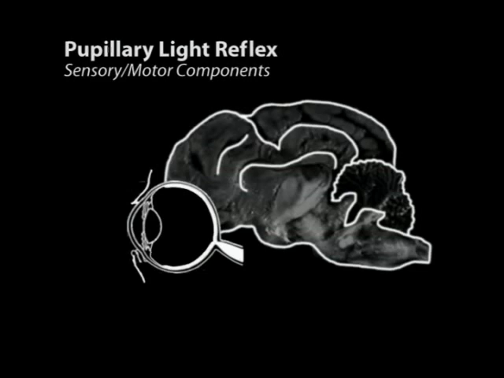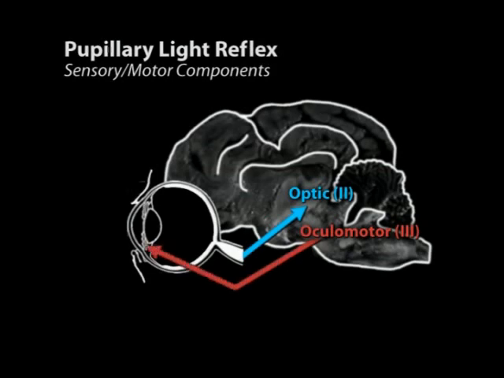The afferent arm of the pupillary light reflex is the optic nerve. The efferent arm is the oculomotor nerve, cranial nerve 3, which innervates the muscles of the iris. The consensual pupillary light reflex occurs because of crossover of nerve fibres within the reflex path.